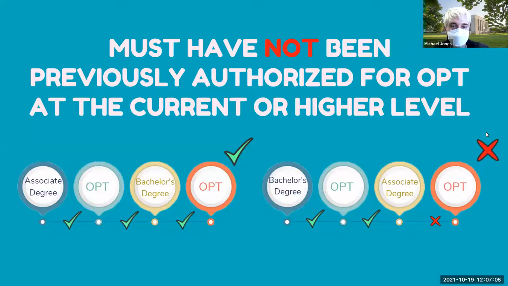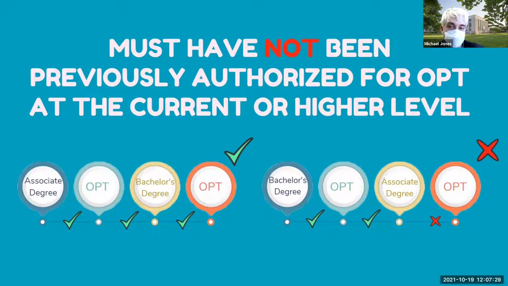Speaking of which, I'm going to talk about it now. So you can see in this diagram, it shows a bunch of the different degrees. On the left side, you can see if you do your associate's degree, you can do 1 year of OPT. And then if you do your bachelor's degree, you can do 1 year of OPT.